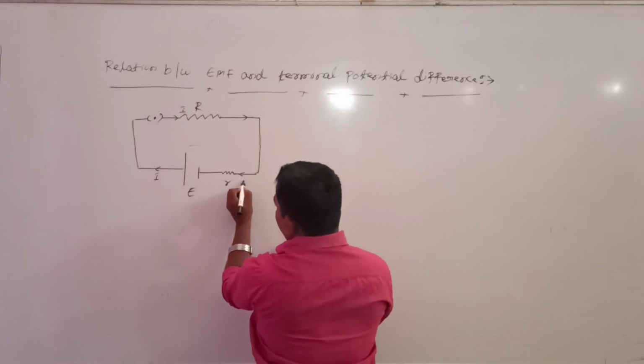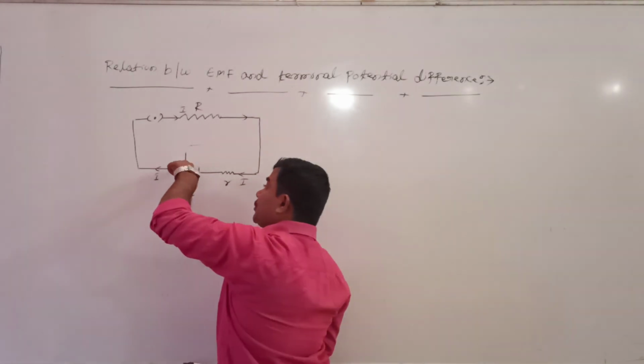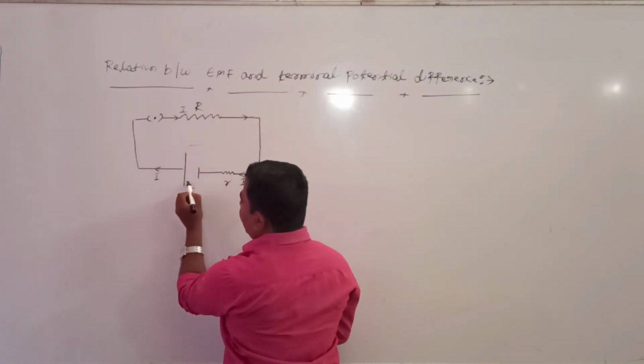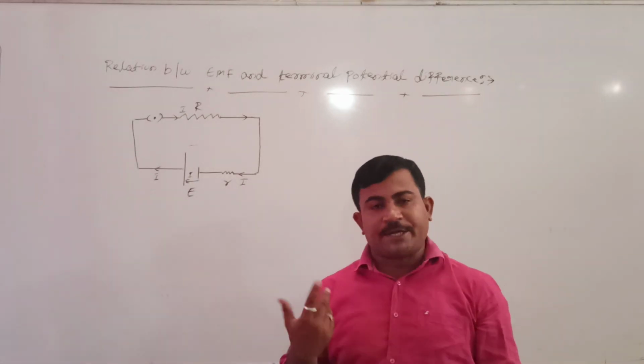From positive terminal to negative terminal. Outside the cell, the direction of current is from positive to negative, and inside the cell, what is the direction of current? From negative terminal to positive terminal. Already we have explained it.